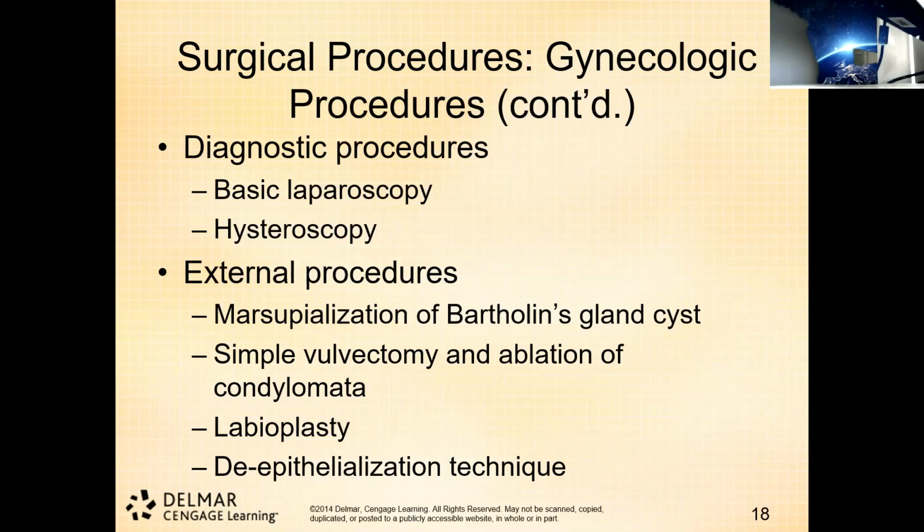Now, an extended procedure that could be done in GYN is the marsupialization of the Bartholin's gland. If you look at the location of the gland, it is in the greater vestibule. You'll see two glands located in the posterior third of the labia majora. Those are the glands we'll be talking about. They normally secrete mucus and provide vaginal lubrication. So they are not really going into the vagina itself.